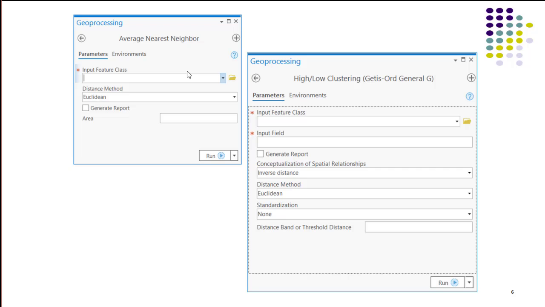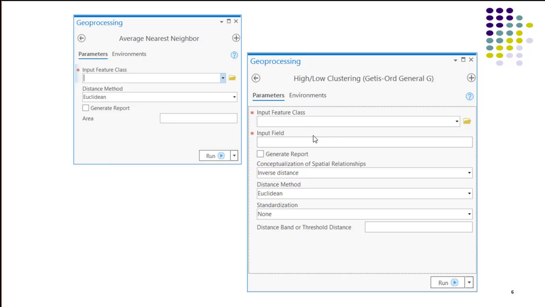And also, again from last week as a review, here's our average nearest neighbor. Our processing command, as you can see, just requires the input features, generating a report, and we had that area measurement we could put in as a variable. But there are no attributes associated with these points. It's just the points by themselves. Whereas this time in this topic, we're looking at high-low clustering, and we have another specified input which we require, which is the input field.